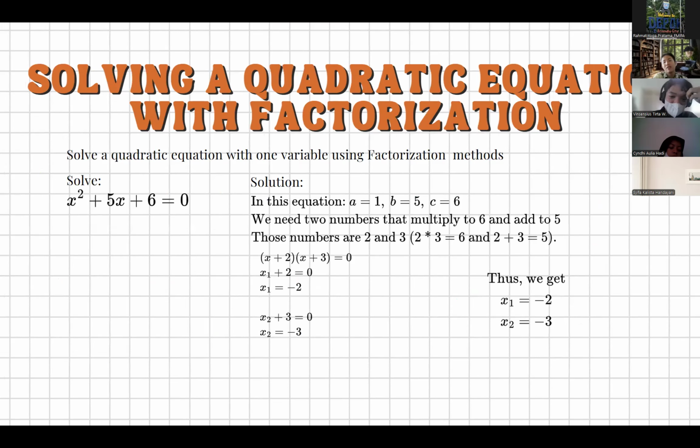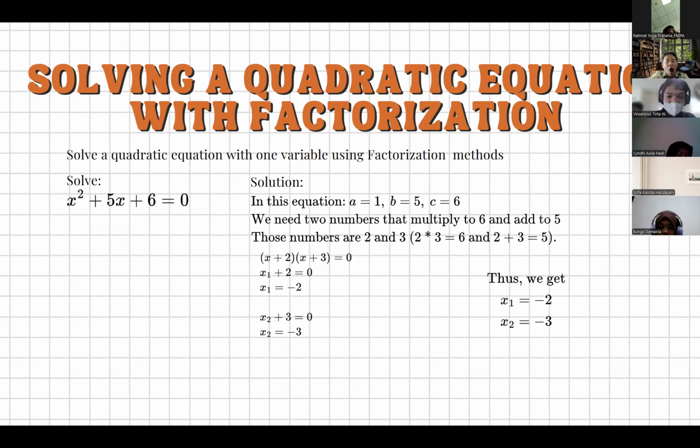So this is an example of solving a quadratic equation with factorization. Solving a quadratic equation with one variable using the factorization method. We're going to solve x squared plus 5x plus 6 is equal to 0. In this equation, a is equal to 1, b is equal to 5, and c is equal to 6, so we need two numbers that multiply to 6 and add to 5. Those numbers are 2 and 3, where 2 multiplied by 3 is 6, and 2 added to 3 is 5.